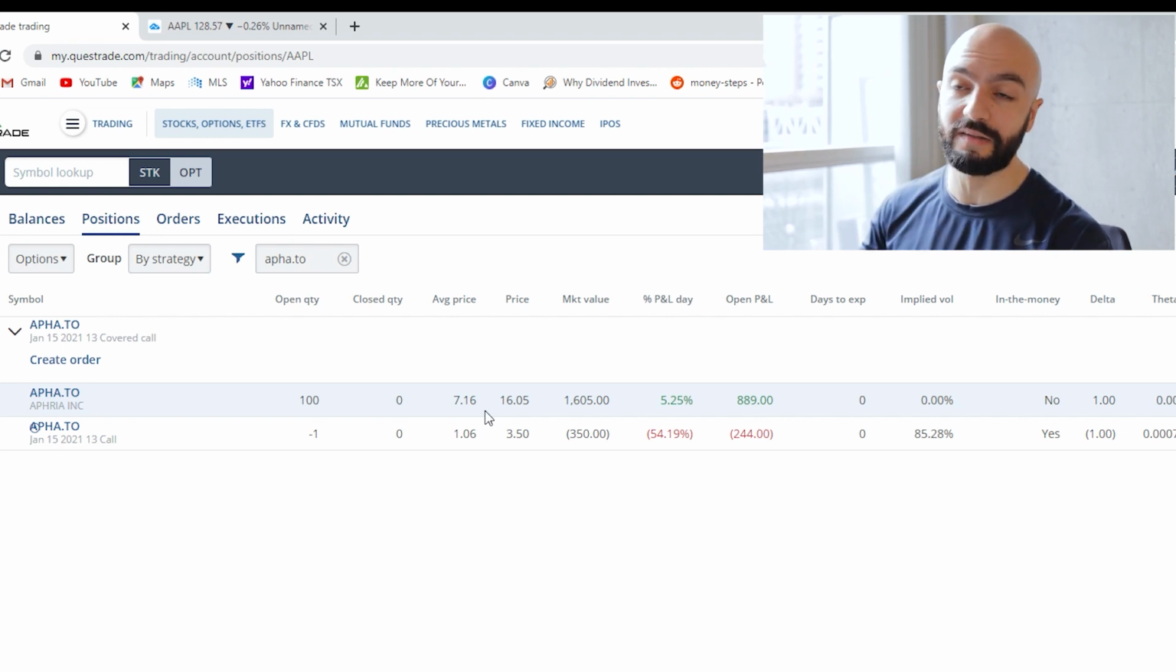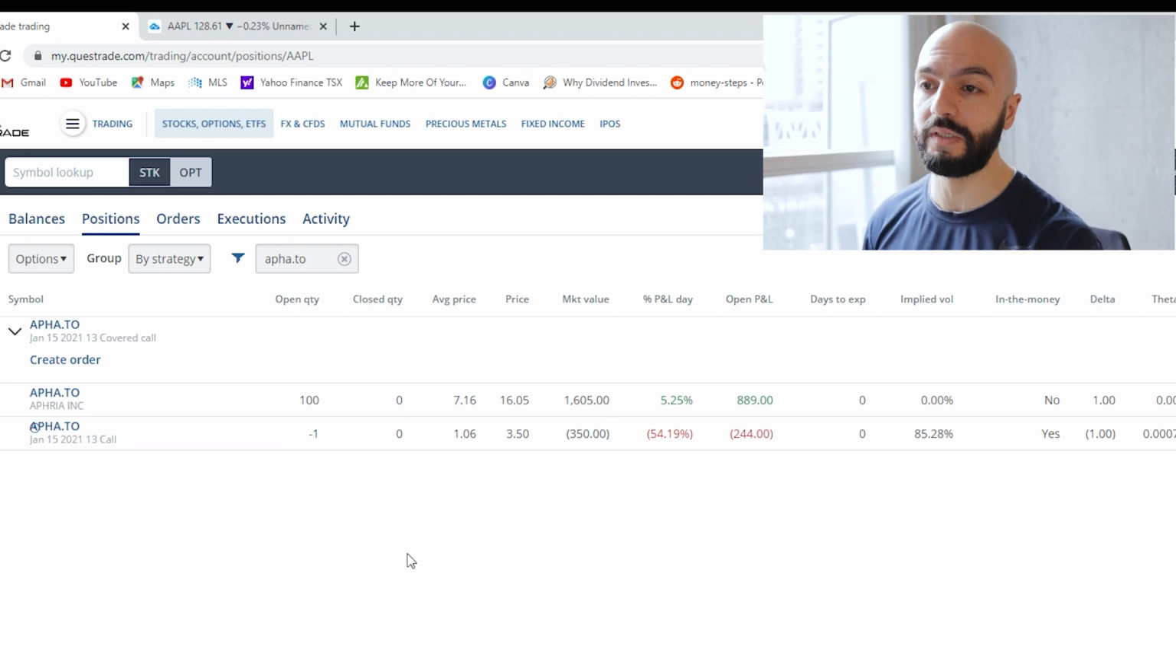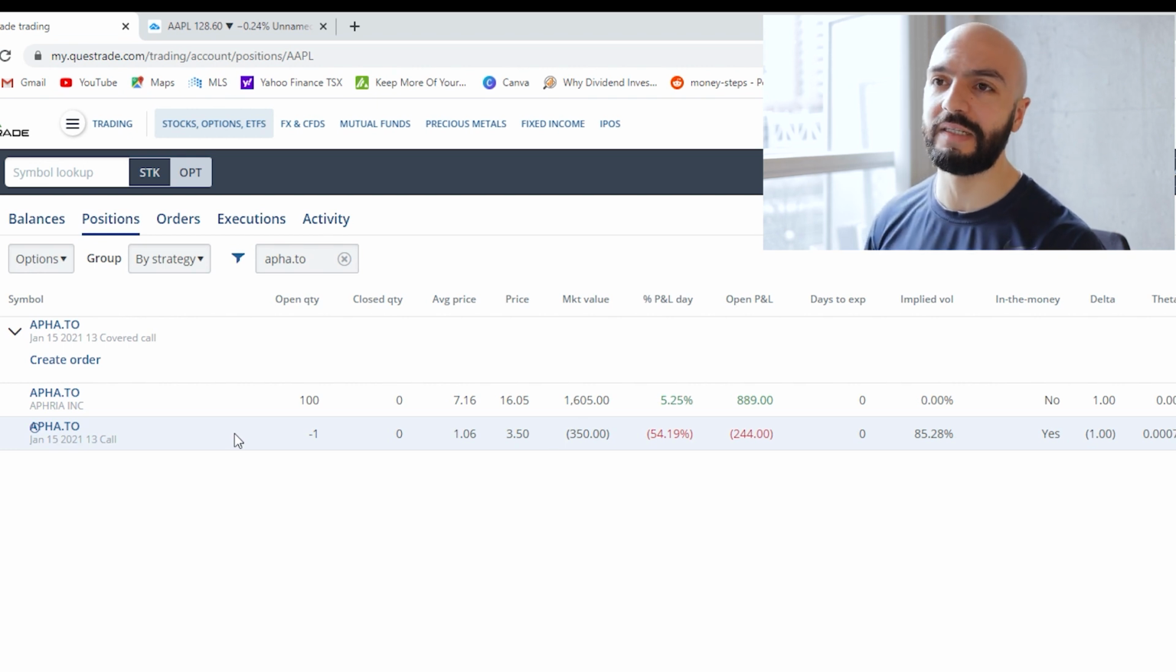for a while and I want to be out of the stock. So I don't mind. I'm not going to roll this. I'm letting it expire. I'll show you what it looks like. These 100 shares will be gone. If it's in the money, it's 99.9% guaranteed to get taken away from you.